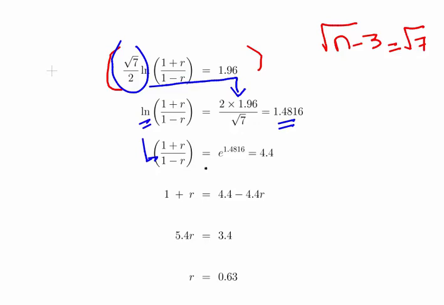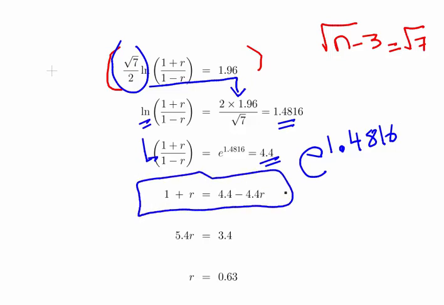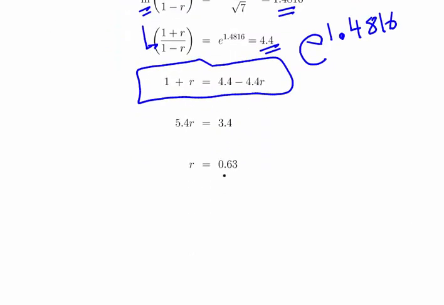So what we do is exponentiate both sides, which is to say transform the log of something, just get the exponential of both sides. So the exponential of 1.4816 is pretty much 4.4 bang on. So what we have here now is 1 plus r divided by 1 minus r equal to 4.4, and it turns into a very straightforward calculation. In this instance we get a correlation coefficient of 0.63, which is very, very close to how we did it in the first half of the video.